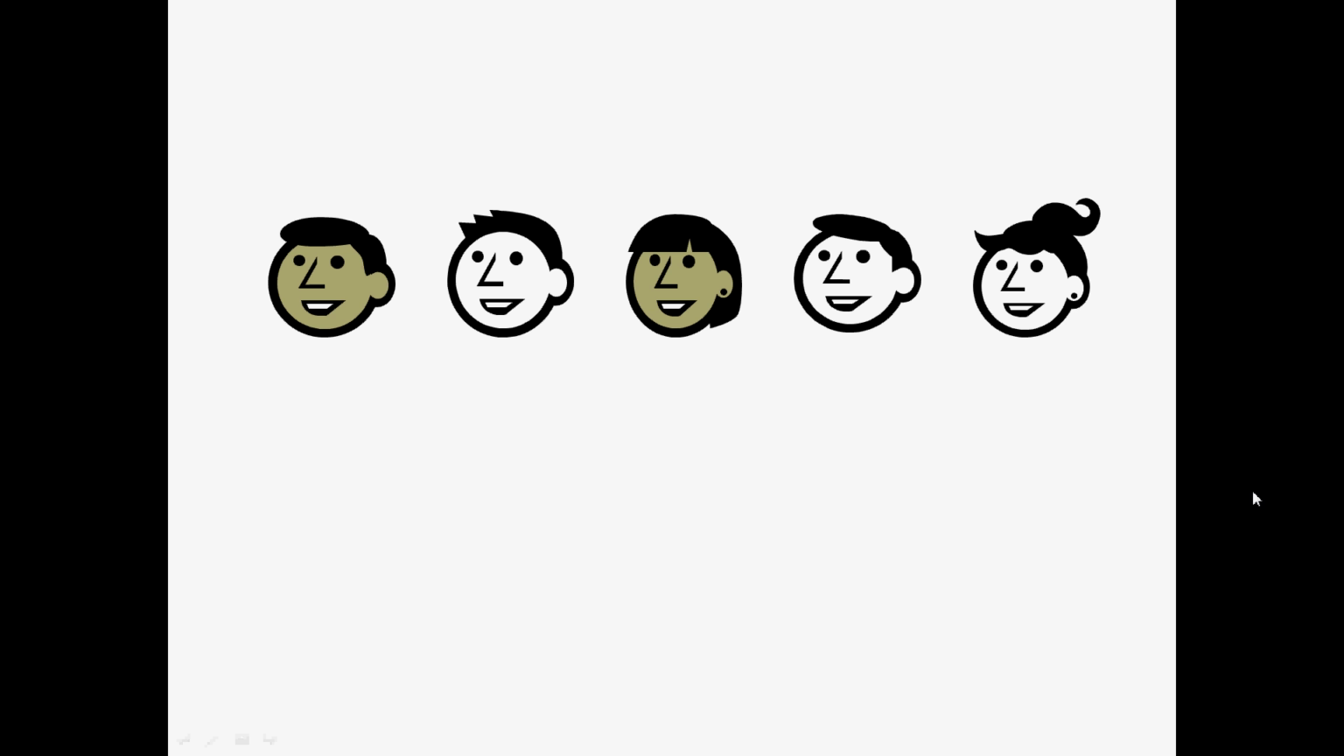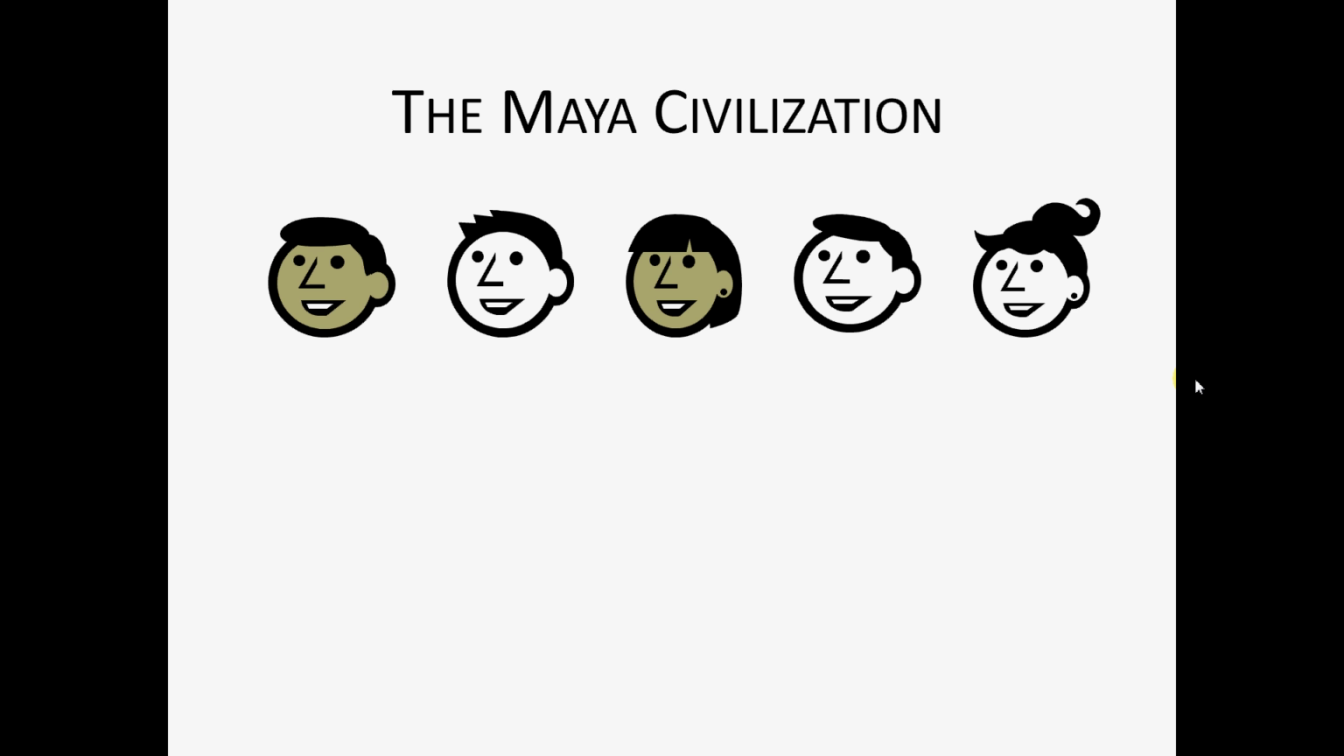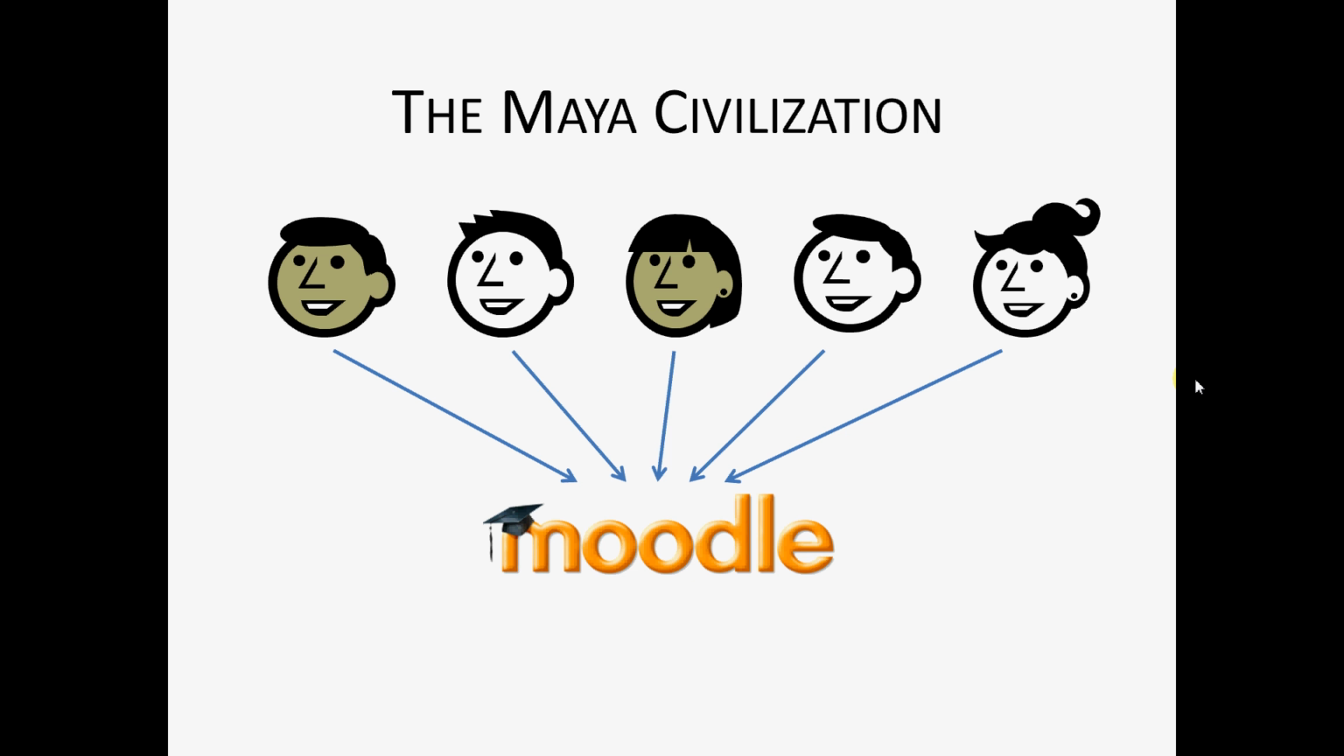So let's assume that five people want to learn everything about the Maya civilization. In a formal scenario, they go to a school or an institution or an academia, and they can use a virtual learning environment such as Moodle to learn the subject. Now, teachers usually structure their courses on Moodle, and this has certain advantages and disadvantages.